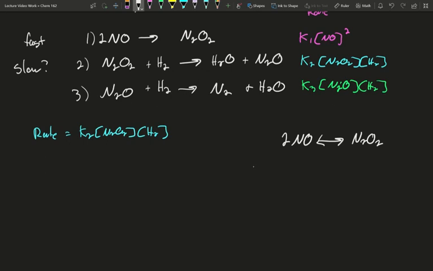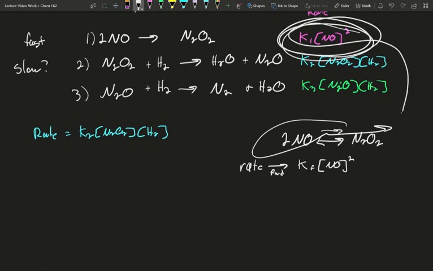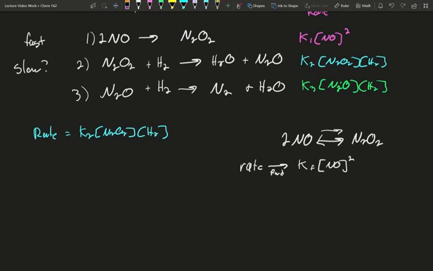What does that mean? That means that there's a rate going forward where we're going to make product. Well, that's going to be some constant forwards times NO squared. That's the reaction we already wrote up here. However, because it's equilibrium, what does it mean to be at equilibrium? To be at equilibrium is to have the same rate forwards and reverse. And so there's also a rate reverse, where effectively our N2O2 is turning back into starting material. Well, if that was our reaction, N2O2 becoming 2NO, there'd be some K reverse multiplied by N2O2 to the first.